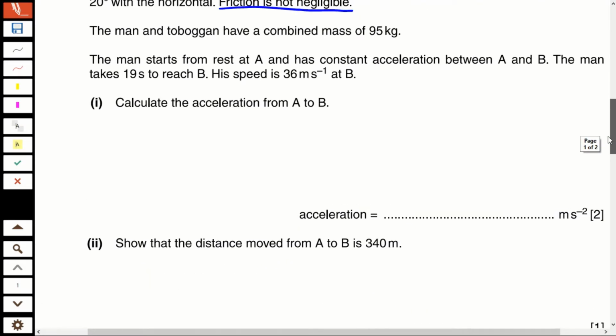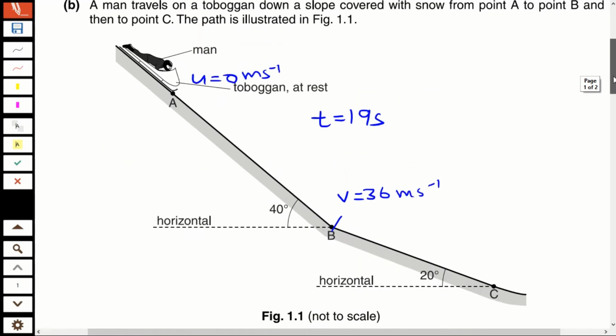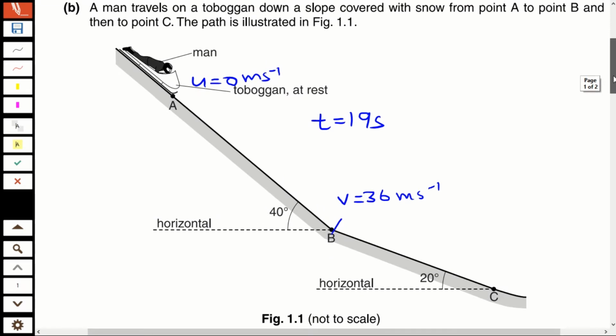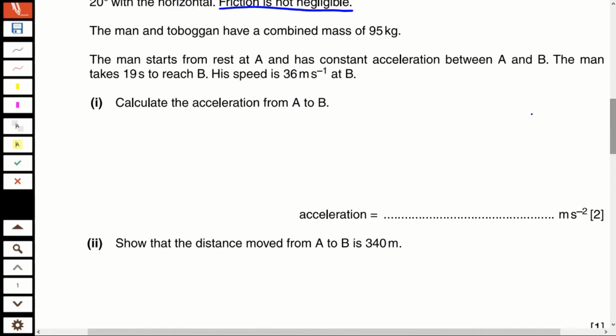How do you find the acceleration from A to B? Well, here, the easiest, most straightforward way is to use SUVAT, one of the kinematic equations called the SUVAT equations. So what information do we have here? We have final velocity, we have initial velocity. We want to find acceleration. What other information do we have? Time, right? It takes 19 seconds to accelerate from 0 to this. So we have to remember that one of the equations we can use is v equals u plus at. That is one of the SUVAT equations.